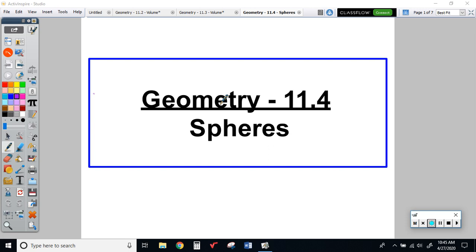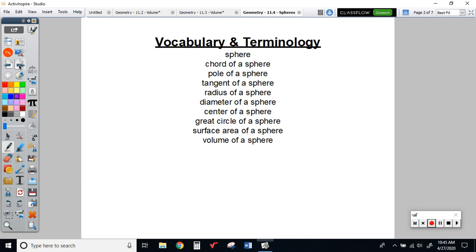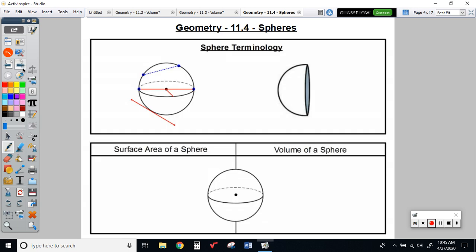We are talking about the three-dimensional object known as spheres here. I think of probably my favorite sport, basketball, as the sphere that I think about the most, in terms of a physical object that I can actually pick up and manipulate and touch to look at. We're going to look at a lot of terminology on this one.